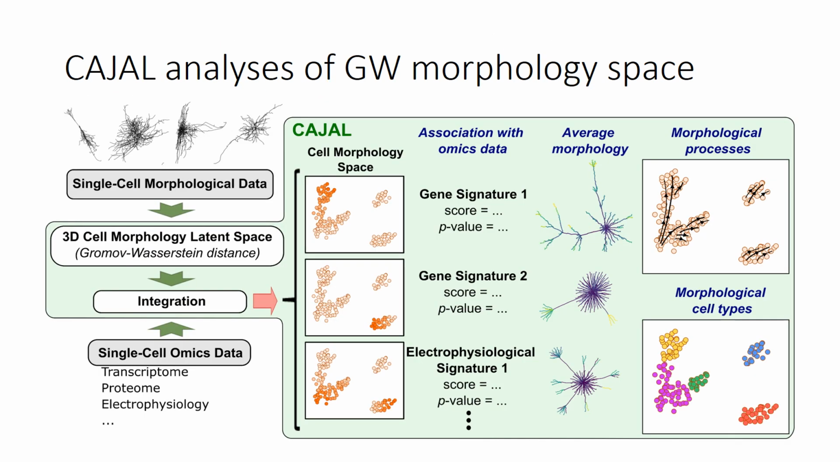In this latent space, we can perform analyses such as visualizing a summary space of cell morphologies, using statistical and machine learning approaches to define cell populations based on their morphology, and inferring trajectories associated with the continuous morphological processes.